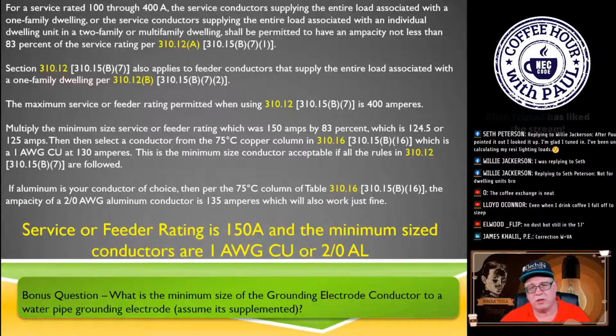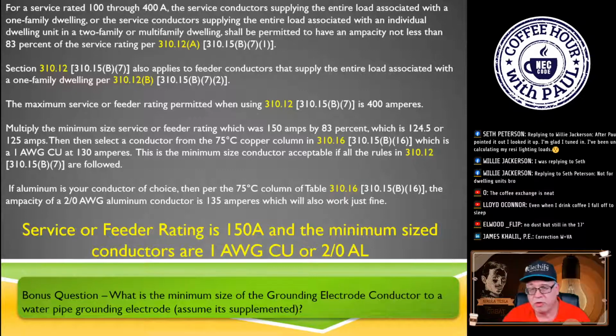So if we go and look, we will see that it is going to be a 1 gauge. That 1 gauge copper is good for 130 amperes, right? Okay, so that is the minimum size conductor acceptable if all of the rules in 310.12 apply. And again, if you're in the 2017 code, it's 310.15(B)(7), okay? And specifically for services it's (B)(7)(1), all right?